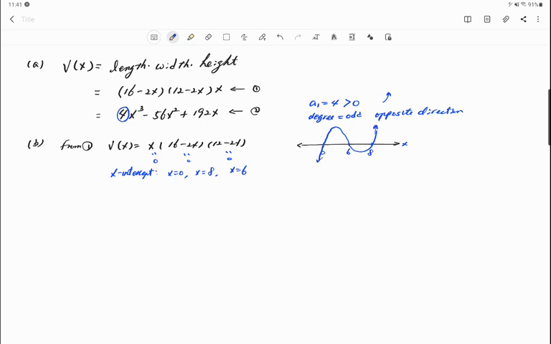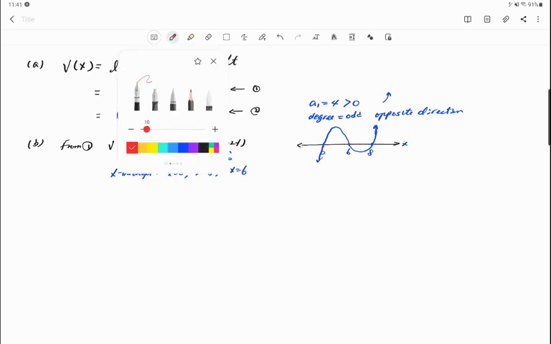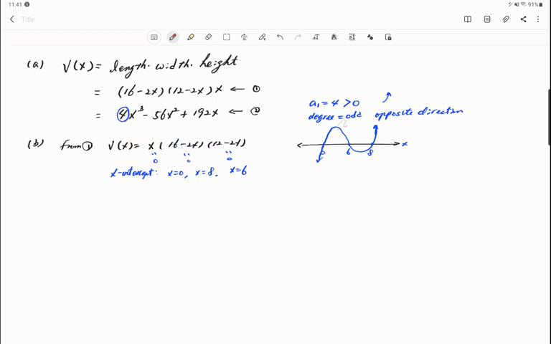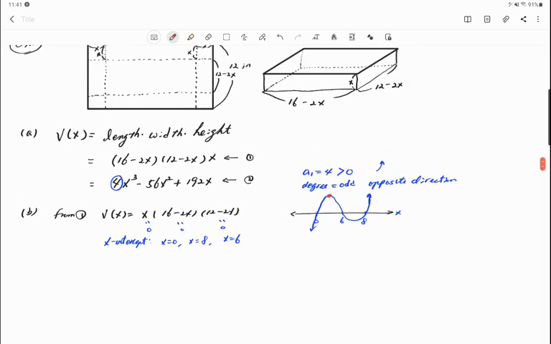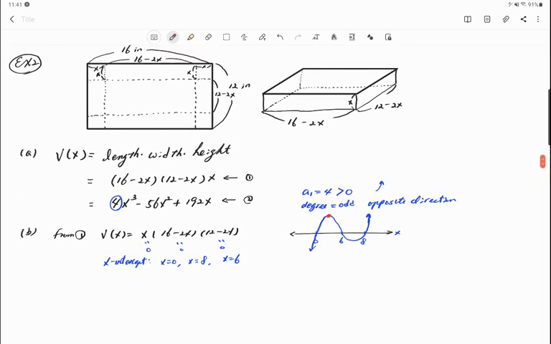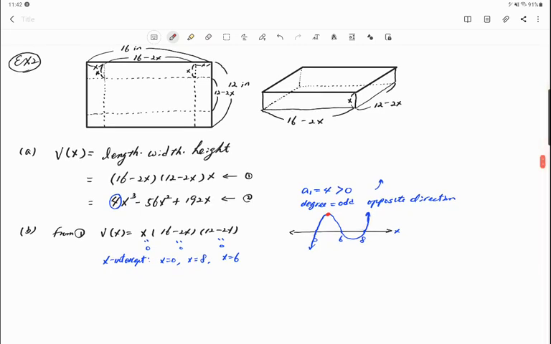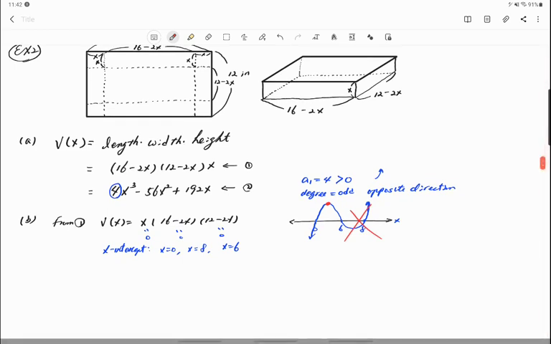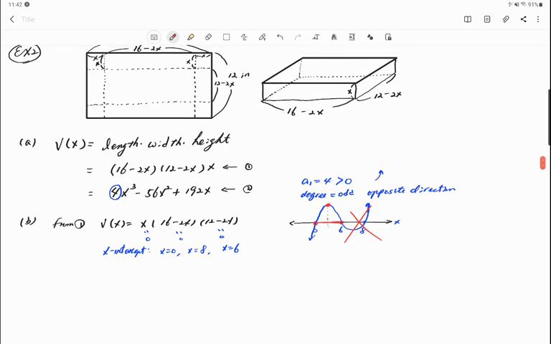Something like this, right? From here, we want to maximize the volume, so we need the highest point. Since x is the length, x cannot be more than half of the width. The width is 12 inches, so half the width is 6 inches. So x cannot be in this range; x has to be between 0 and 6.